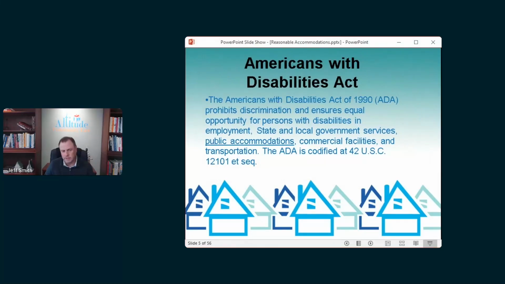All right, so the ADA, touch on this first. The Americans with Disabilities Act prohibits discrimination and ensures equal opportunity for persons with disabilities in employment, state and local government services, public accommodations, commercial facilities, and transportation. Where we see it in the HOA realm or Metro District realm is with the public accommodations. So as we touched on briefly, maybe you have a clubhouse, maybe you have a pool. If those things are open to the public, they would likely need to be compliant with ADA requirements.